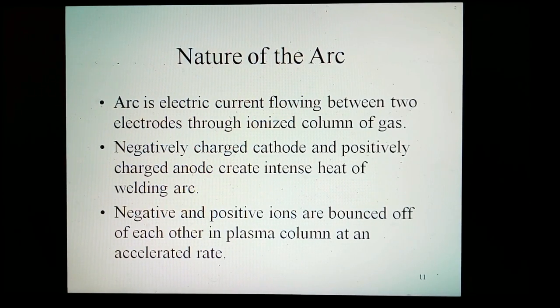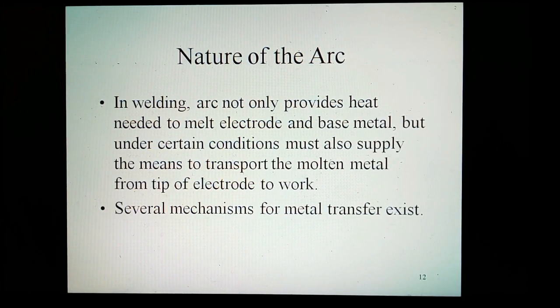Nature of the arc. An arc is an electric current flowing between two electrodes through an ionized column of gas. A negatively charged cathode and a positively charged anode create the intense heat of the welding arc. Negative and positive ions are bounced off of each other in the plasma column at an accelerated rate. In welding, the arc not only provides the heat needed to melt the electrode and the base metal, but under certain conditions must also supply the means to transport the molten metal from the tip of the electrode to the work. Several mechanisms for metal transfer exist.